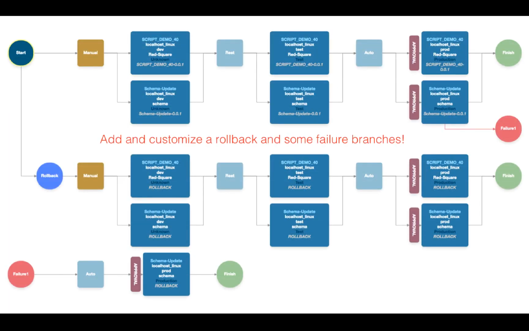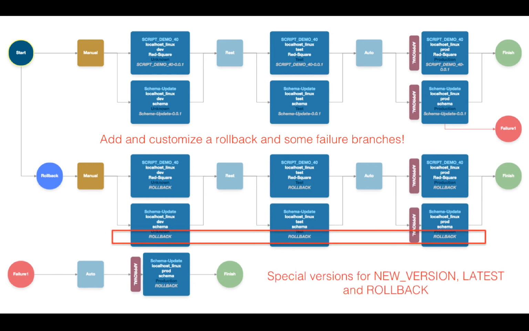Okay, so now we can take this pipeline and customize it to add some rollbacks and some failure branches and so on. What we've got here is the special versions that we can use for rollback. There's a rollback version, which is the N-1 version that was deployed to that environment. We've also got the special version, new version, which means at the start of this pipeline, create a new deployment package and increment the version number before you start the deployment. And we've got a latest version, so just deploy whatever the latest version is. Quite often when you're testing, you just want to have a pipeline that deploys the latest version so that you don't have to have it create a version as you're going along.